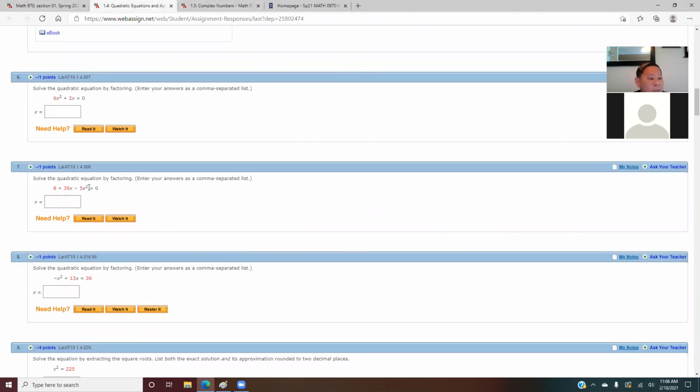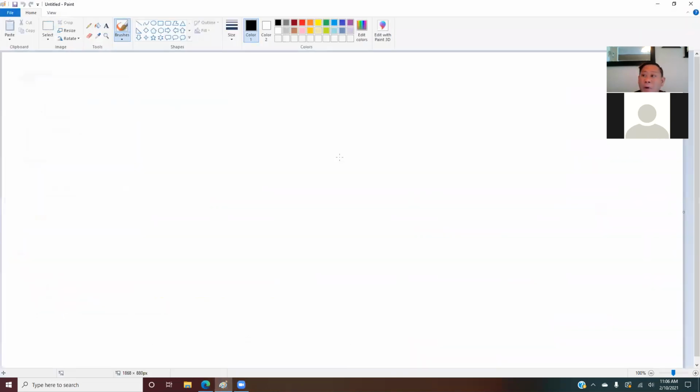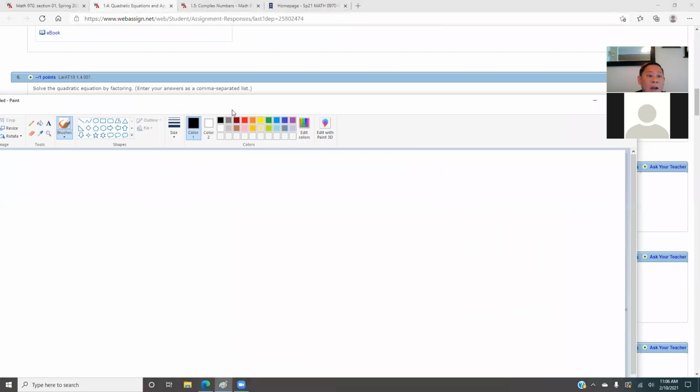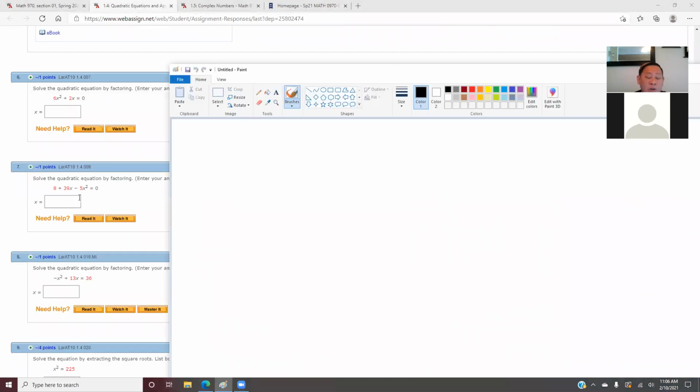Okay. This question is calling for us to solve this by factoring. In the finals, I don't say by what, I just say solve this. You can use whatever method you want. But if the question wants us to solve by factoring, then you can use factoring. When you do factoring, you have to put this in standard form, the highest power to lowest power, and we always want the leading coefficient to be positive.